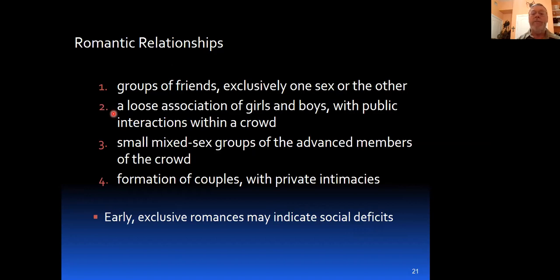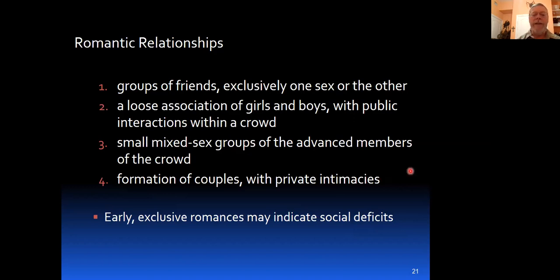And then as kids got a little bit older, you would have groups of boys and girls interacting in public. So you got a group of boys encountering a group of girls, maybe at a place where they have games or something. And so those groups interact for a while, and then the boys go their separate ways, the girls go their separate ways. Then as kids got a bit older, they found small mixed sex groups being formed. So groups that had both boys and girls as part of that group that would hang out together. And then finally, as kids got more mature, then you might have the formation of couples interacting privately.